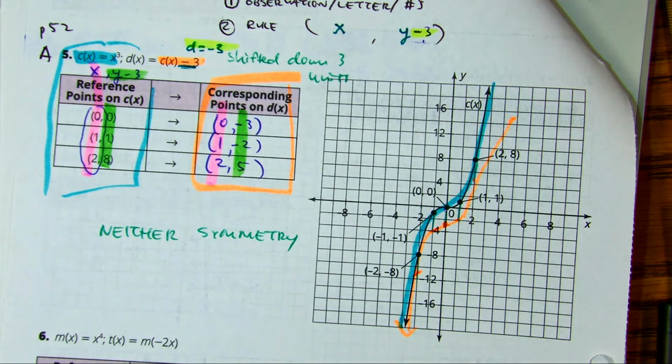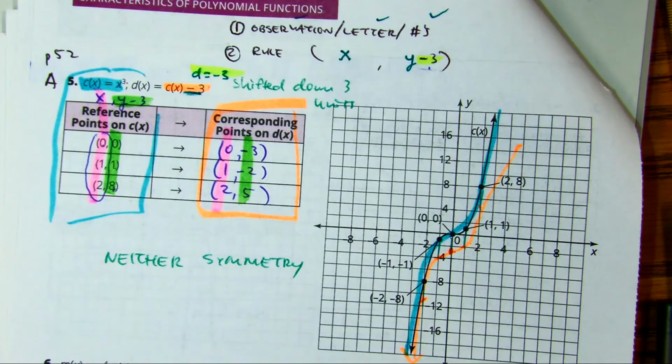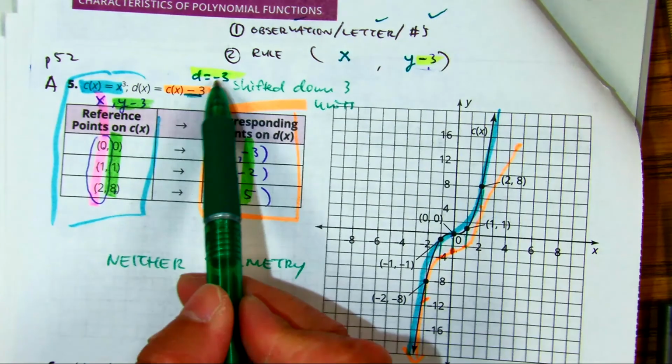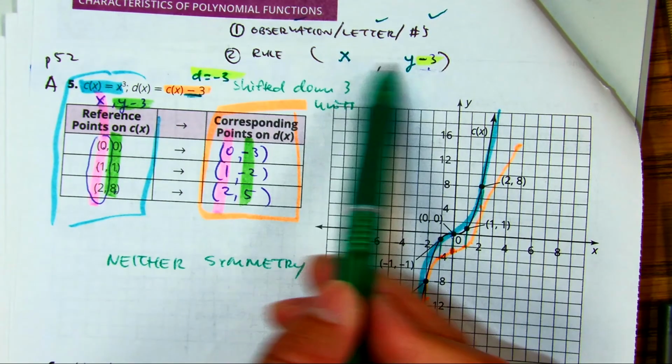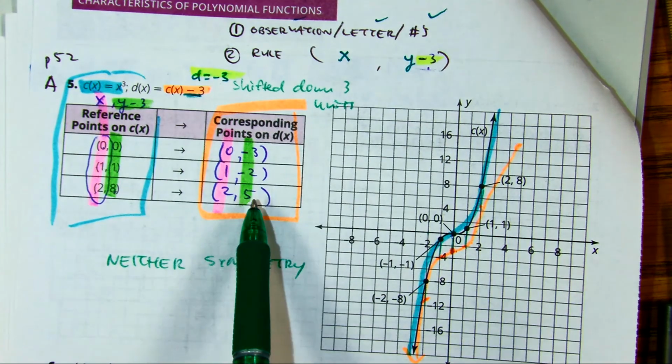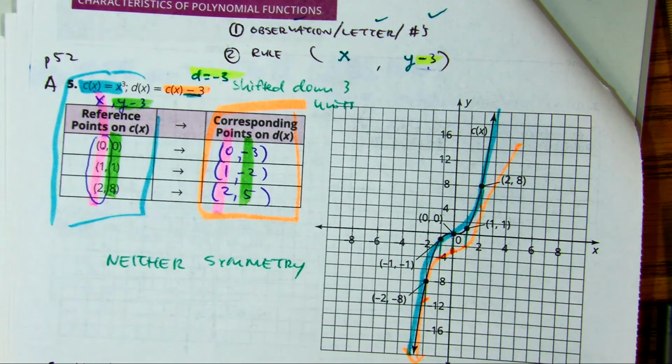So to review, make some observations, get some letters and numbers, make a rule, plug that in to get your new points, and then symmetry is just doing the opposite in the other quadrant.